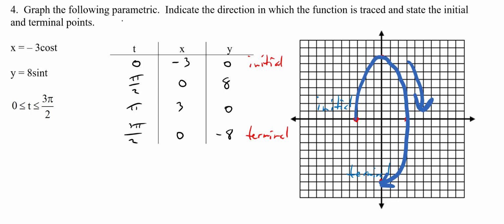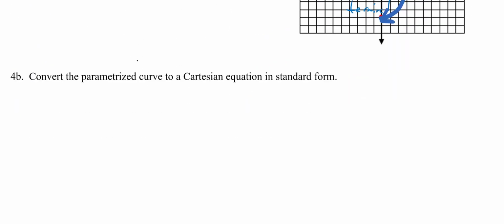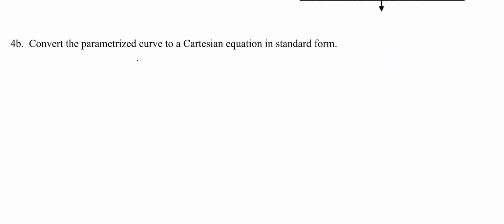We got everything here, and of course our last problem, it says convert the parametrized curve to a Cartesian equation in standard form. Okay, so let me write this out here. We have x equals -3 cosine of t, or as you like to say, cost. Okay, and let's see. Yeah, so let's actually work here. I'll write the other one out here. So y is equal to 8 sine of t.